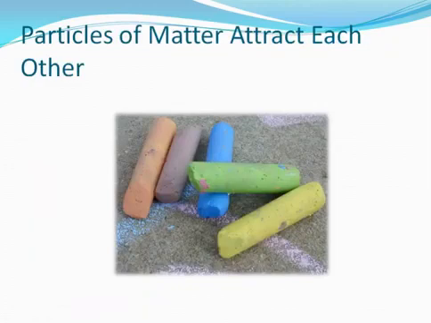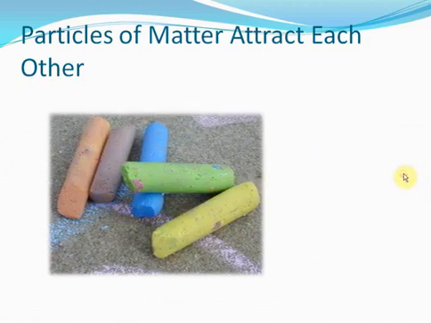Third property of matter was that the particles of matter attract each other. Now, how do we prove that the particles of matter attract each other? Simple. Take a look at these pieces of chalk here. This green chalk, blue chalk, yellow, orange and violet chalk.